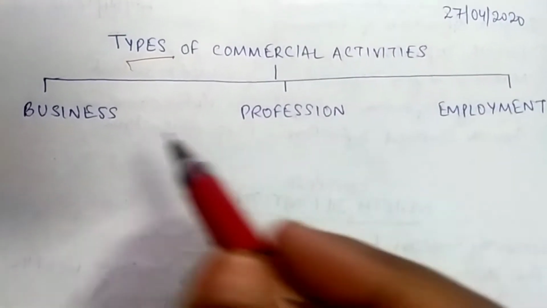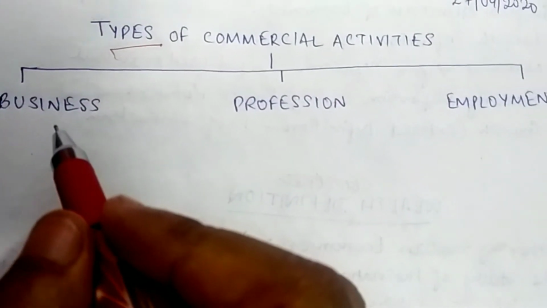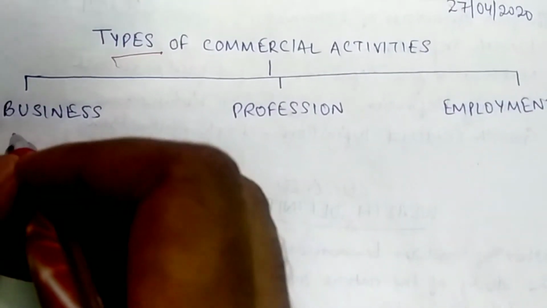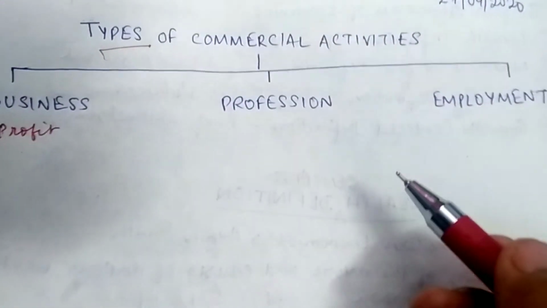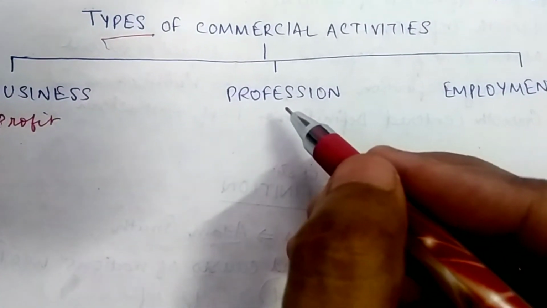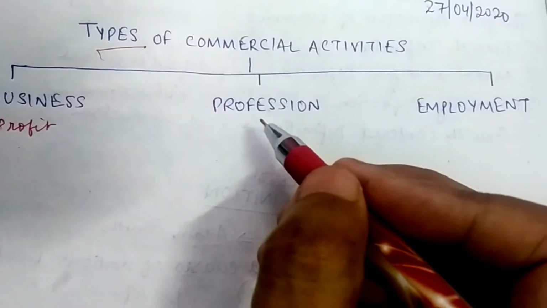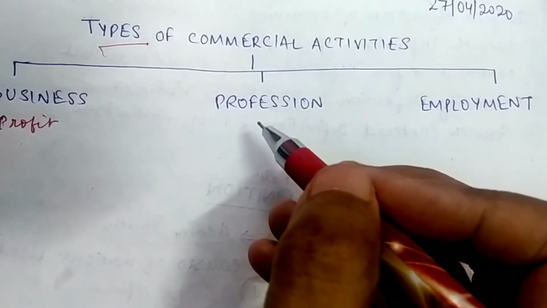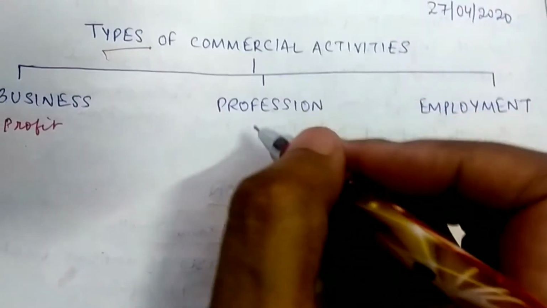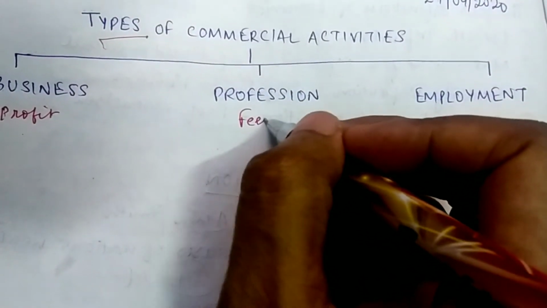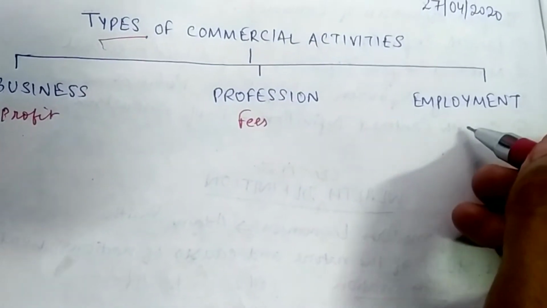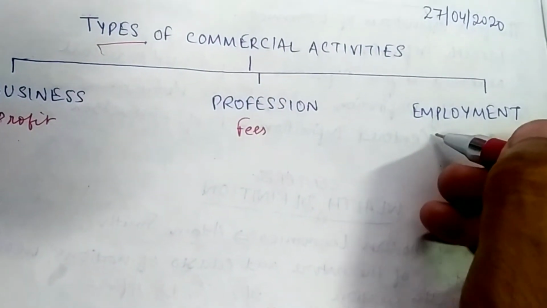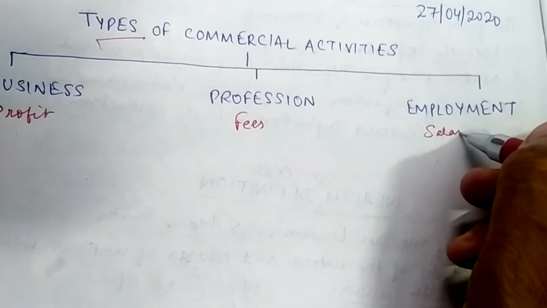But what is the difference? When your father is doing a business, he is earning profit. If your father is a professional like a doctor, engineer, chartered accountant or any other professional, he must be charging fees for his service. And if your father is working in a company as an employee, he must be getting a salary.